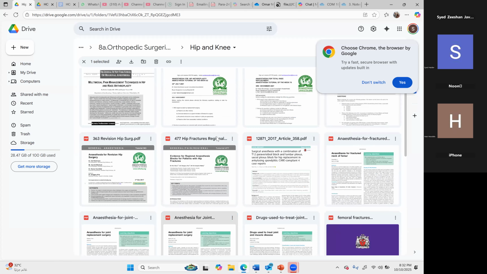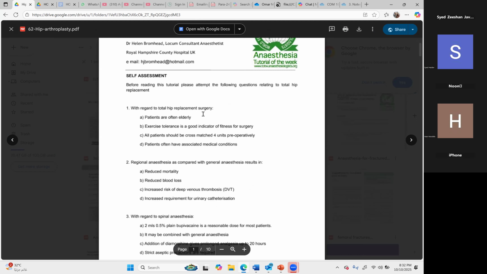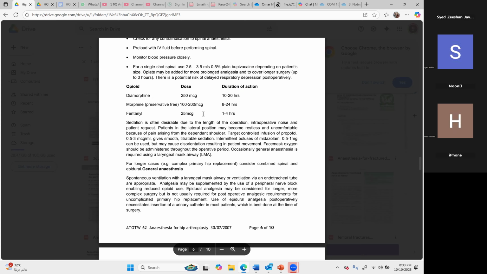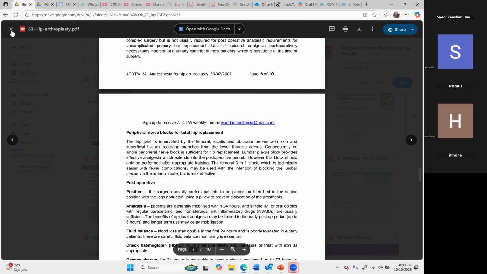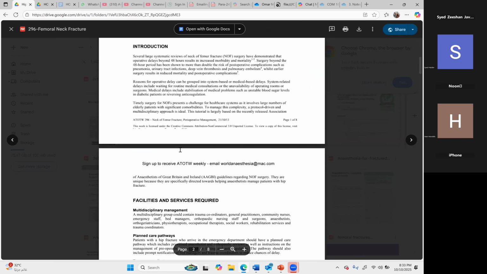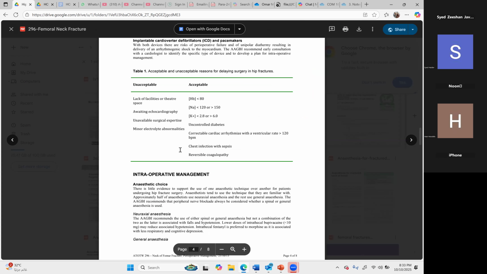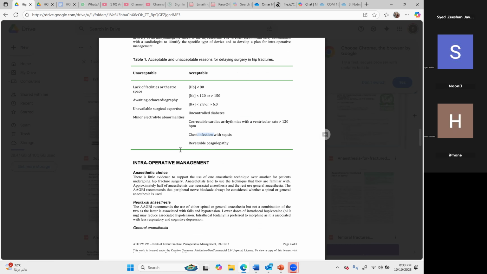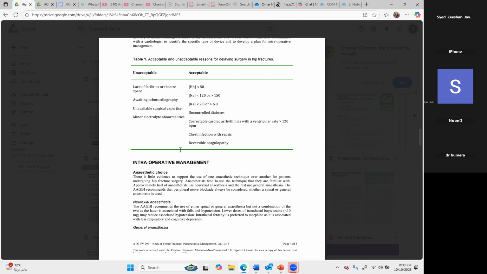What I wanted to show you is when you will delay the case: what factors need more evaluation and need you to delay the surgery. There is actually a guideline from the AAGBI, so they can ask you this. You can delay the surgery a little in cases of very low hemoglobin, significant electrolyte imbalance, uncontrolled diabetes, correctable cardiac arrhythmias with a ventricular rate of more than 120, chest infection with sepsis, and reversible coagulopathy. So they can ask you this question.